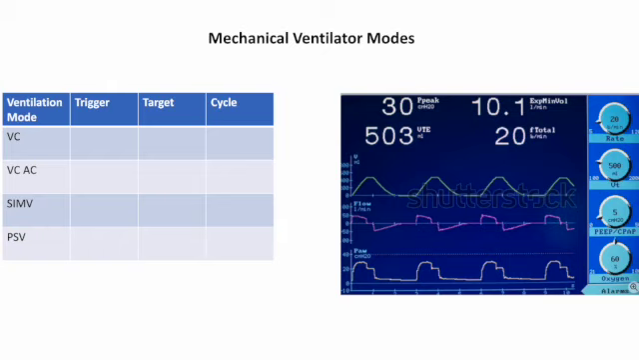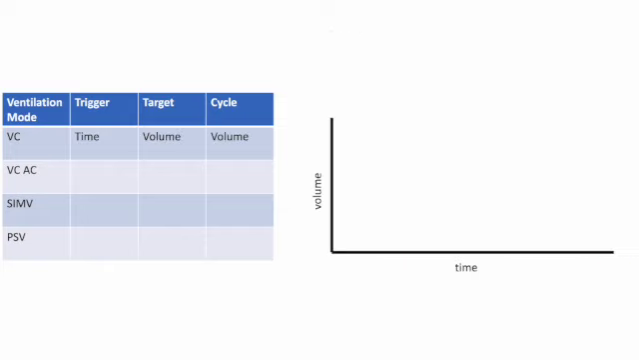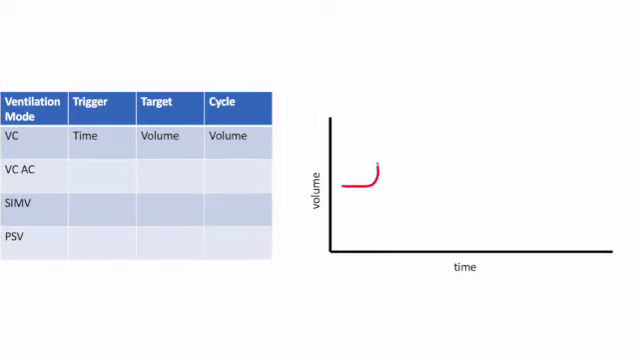Let's review a few of the common ventilator modes that you'll see in the ICU. So let's start with volume control. In volume control, the trigger is time. So if you set 15 breaths per minute, then every 4 seconds the patient's going to get a completely assisted breath. And the target is volume. Let's just say that we set it to 500 cc's. If you look on a volume time curve here, at 15 breaths per minute, every 4 seconds they're going to receive a breath of 500 cc's every single time.